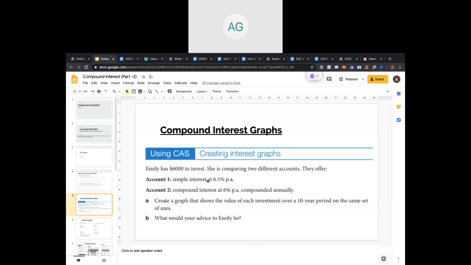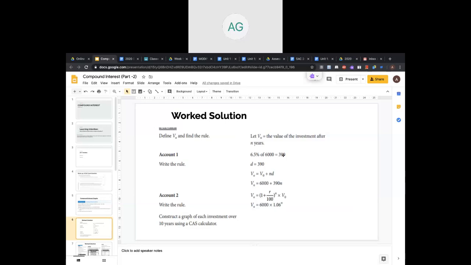So she's comparing two accounts. So we need to create a graph that shows the value of each investment over a 10-year period on the same set of axes. So in order to do that on CAS, we need to first use the general rule for the simple interest and the compound interest, which is here.